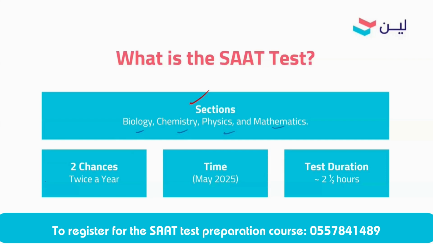Second, how many times can you take the test during the year? You have 2 chances. And these 2 chances are close to each other. The difference between them is only 2 to 3 weeks, so almost the same period of time, like within 1 month. We assume that based on the previous dates, it's going to be somewhere in May next year. This is not an official date, but if we measure it against the previous years, it's going to be sometime around May next year. The duration of the test is almost 2.5 hours from when you enter the center till you leave.